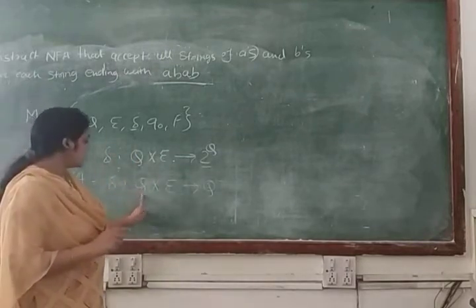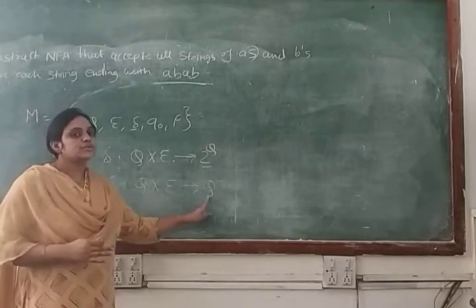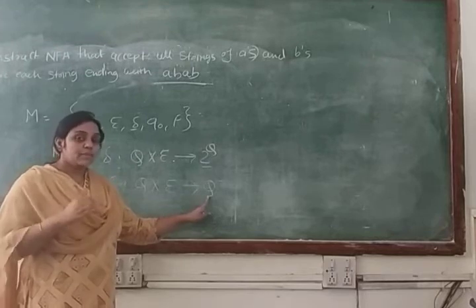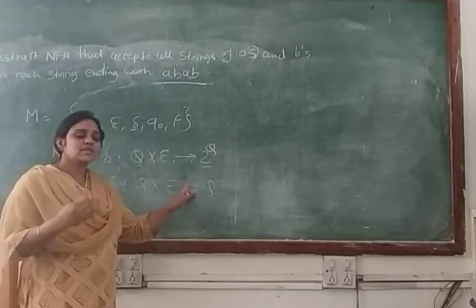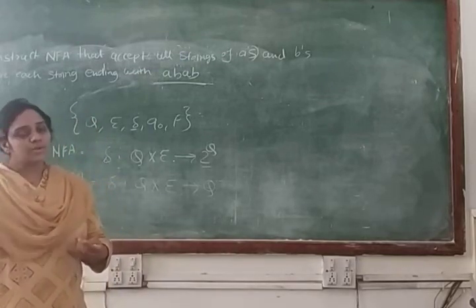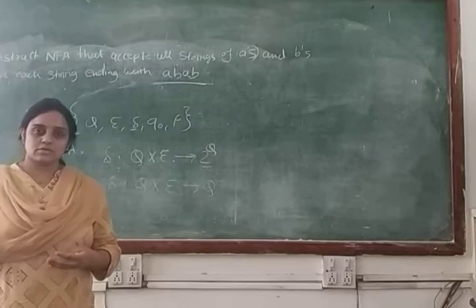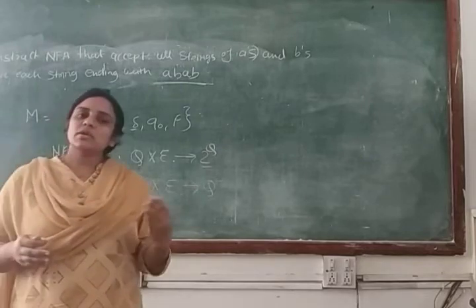Suppose this is your present state, you use an input symbol, and you reach the destination state. I am not talking about the final state. The destination state can be the initial state, an intermediate state, or a final state. And why are we talking about the final state?